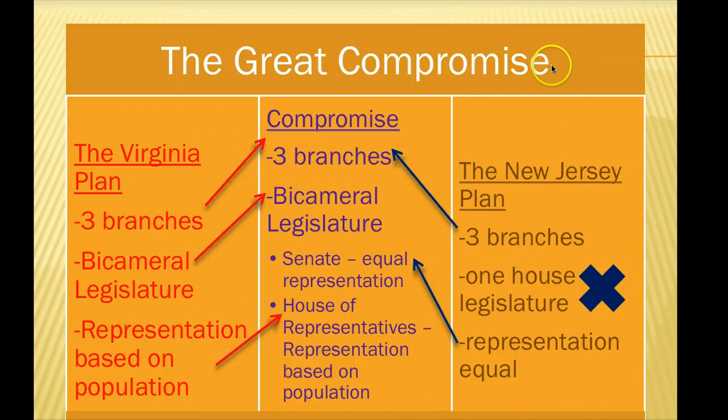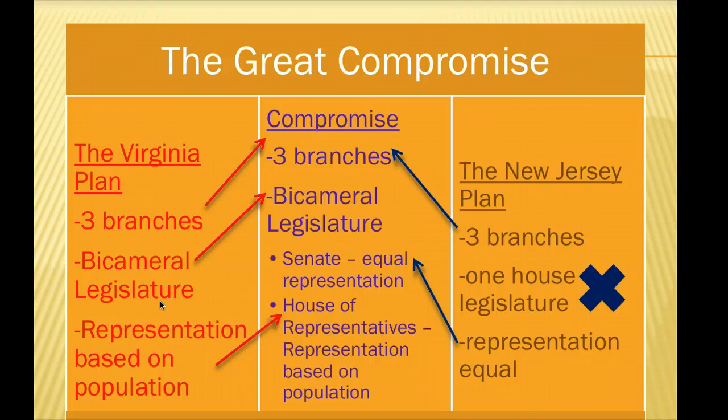At the convention, two sides eventually arose. The first side followed the Virginia plan, and this was a plan that favored the states that had a large amount of people. This was proposed by James Madison. He proposed that the government has 3 branches. Remember, that's what they agreed on. And he suggested that the legislature, the group of people that were going to make the laws, should be bicameral. Bicameral means 2 houses. And he wanted the number of representatives in that legislature to be based on population. So states with bigger populations would have more representatives in the legislature.